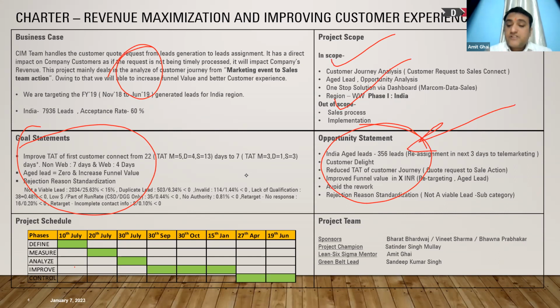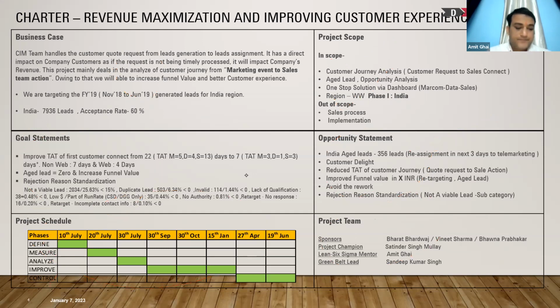The opportunity statement says how wide is your playing field? How many defects? What is the overall scope? How many customers are impacted? And what are the revenue generation opportunities? These are all your opportunity statement. Then you define the project schedule through define, measure, analyze, improve, and control phases. And here you mention your project team.